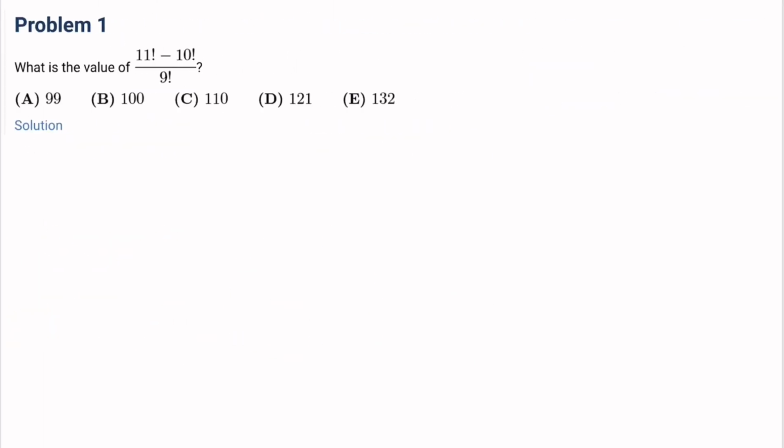First problem, what is the value of this thing? Okay, so we can immediately see that we can divide this by 9 factorial on the numerator and the denominator. This gives us all over 1, and then 11 times 10 minus 10, which is just 10 times 10, which is 100. So 100 is our answer, it's B.